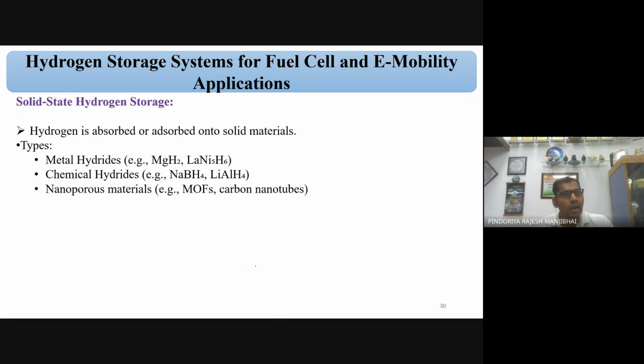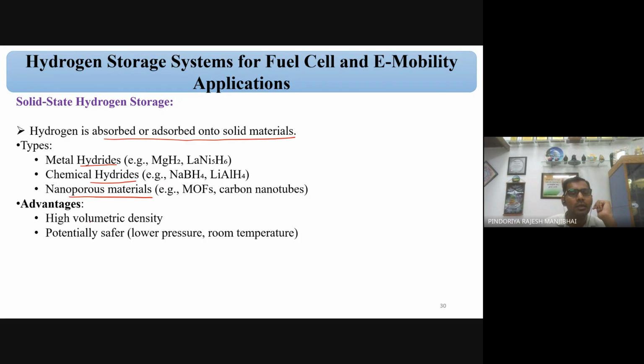Last one, solid state hydrogen storage. Hydrogen is absorbed onto solid material. So we can use a solid material, and the hydrogen is absorbed in the solid material. Types are metal hydrides, chemical hydrides, and nanoporous materials. This type of material we can use to store hydrogen in solid form. The advantage is high volumetric density. You will get high volumetric density, potentially safer, lower pressure and low temperature. So these are the advantages for solid state.